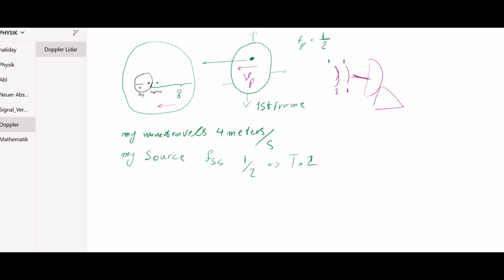then after 2 seconds, it is not after 2 seconds, it is, let's say, 2.5 seconds, and the time of receiving the cycles has been widened. It means my wavelength has been widened.